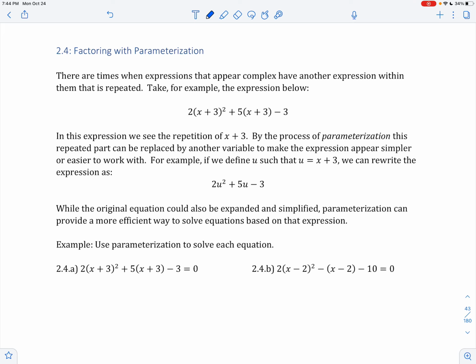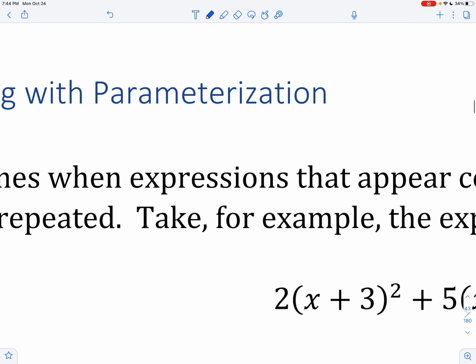We're going to be factoring in order to solve some quadratic equations again, but in this case we're going to be using something that's called parameterization. Sometimes it's also referred to as u-substitution. That's with a u and then the word substitution. It's called that because we can replace one expression with another to make things a little easier to look at, and that is the act of parameterizing.